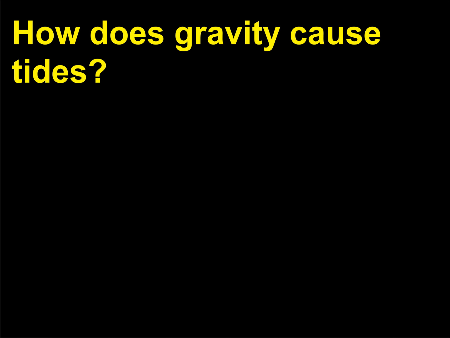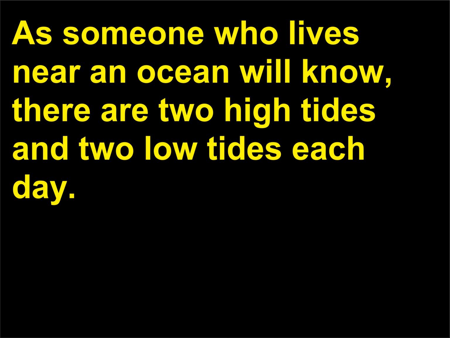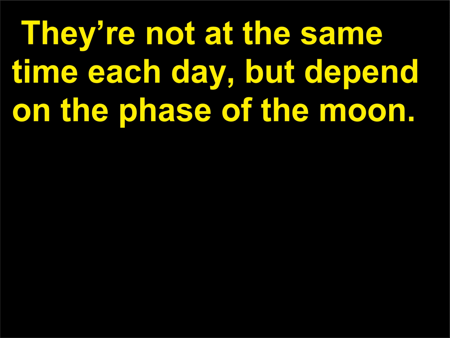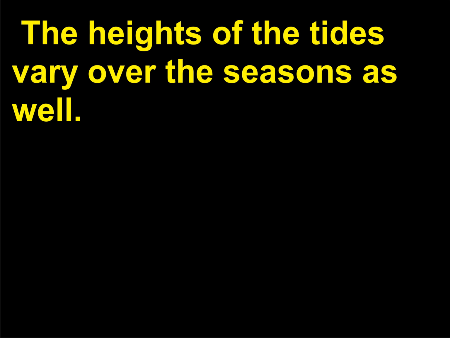How does gravity cause tides? As someone who lives near an ocean will know, there are 2 high tides and 2 low tides each day. They're not at the same time each day, but depend on the phase of the moon. The heights of the tides vary over the seasons as well.